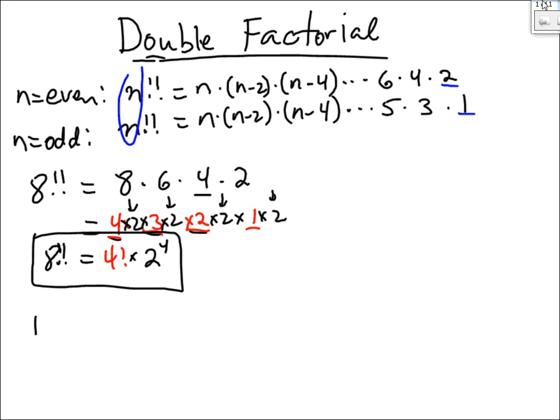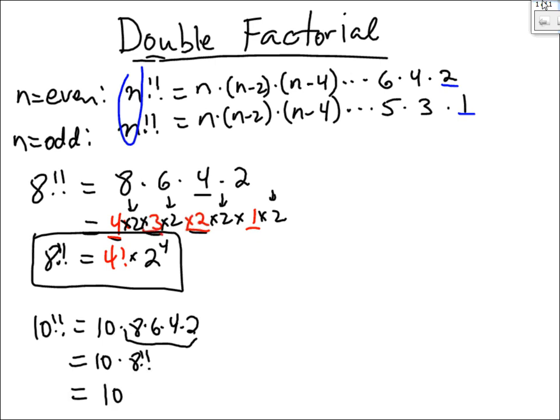Now, what would 10 double factorial be? Well, that's 10 times 8 times 6 times 4 times 2. But this here is 8 double factorial. So it's 10 times 8 double factorial. But 8 double factorial is right here. It's 4 factorial times 2 to the 4th.